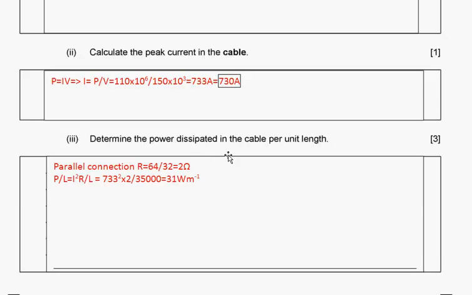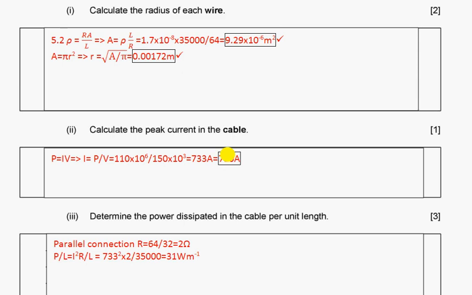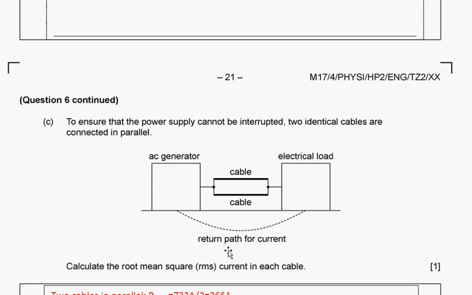Determine the power dissipated in the cable per unit length. Because we have 32 parallel connected wires, the resistance will be 32 times less. It will be 2 ohm. Power divided by length will be I squared R divided by length. For I we found, we use the more exact value with 3 significant figures, but we give the answer to 2 significant figures.